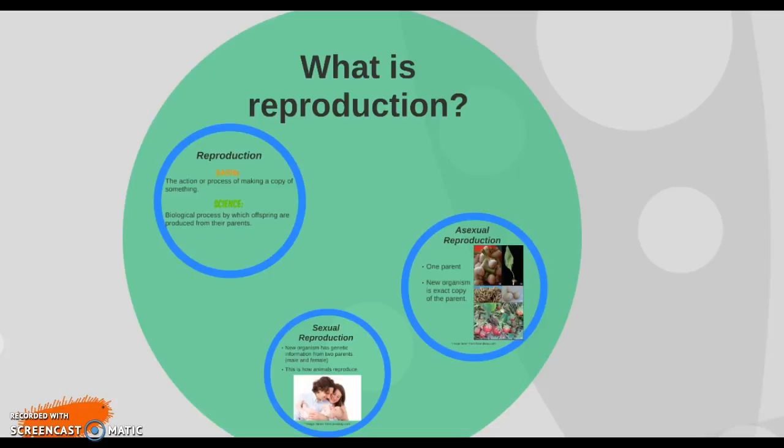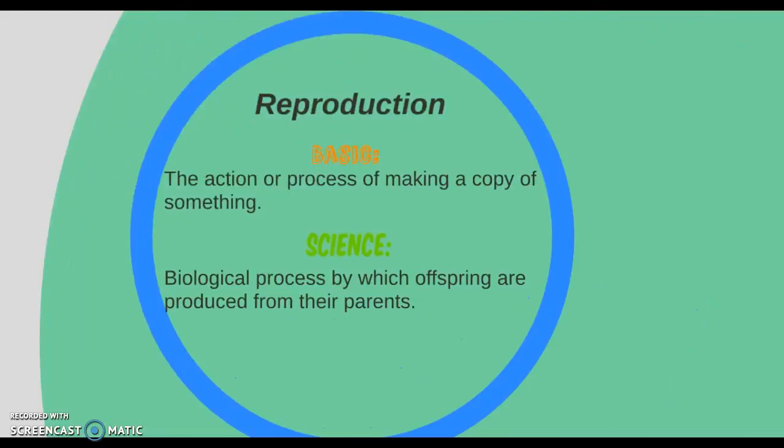A major component of genetics is a term called reproduction. We will be discussing this term a lot this week. So what is reproduction? A basic definition of reproduction is the action or process of making a copy of something. So this could be something as silly and simple as your friend wearing the same clothes as you, carrying the same backpack as you, or copying your every move that you do while you're at school.